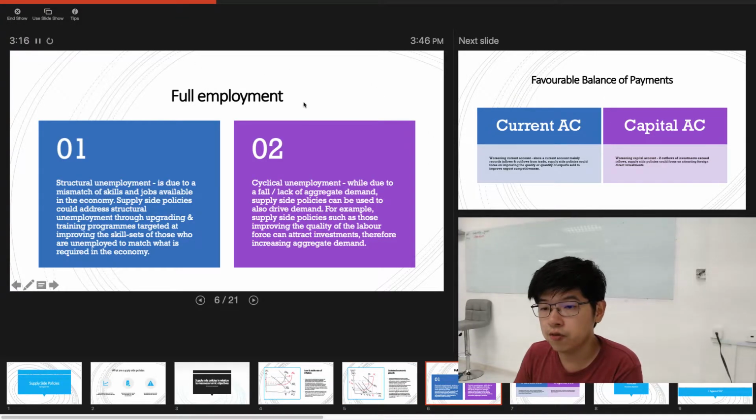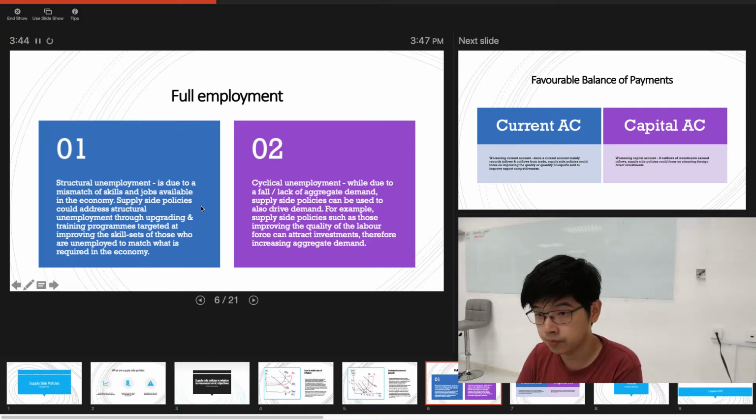Now, in trying to achieve full employment, let's look at both structural unemployment and cyclical unemployment, which are issues that prevent you from achieving full employment level. When we have structural unemployment, remember structural unemployment is due to a mismatch of skills and the jobs available in the economy. So if we carry out supply side policies, what we want to do is upgrade and retrain the workers. We want to improve the skill sets of those who are unemployed, to match the skill sets required in the economy.